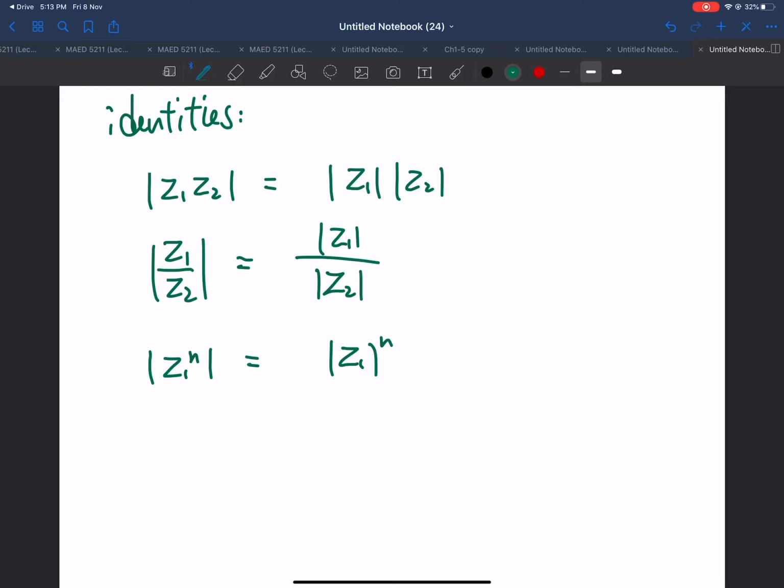So now you try to do some exercises at home, especially for the argument. To find the arguments may be a little bit difficult, so you need some exercise at home. We'll go to 1.6 and 1.7 next time.